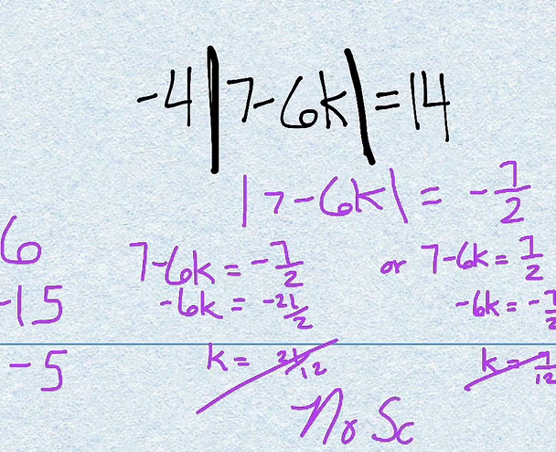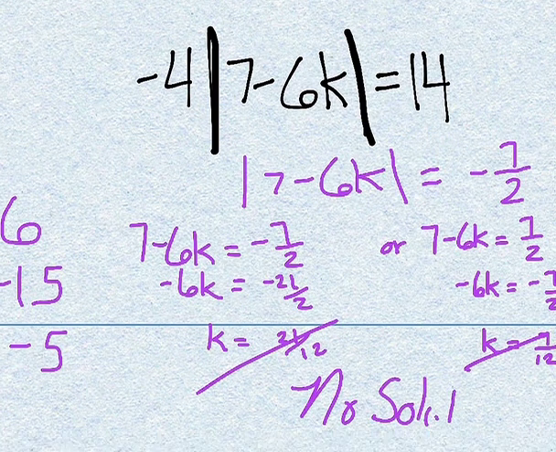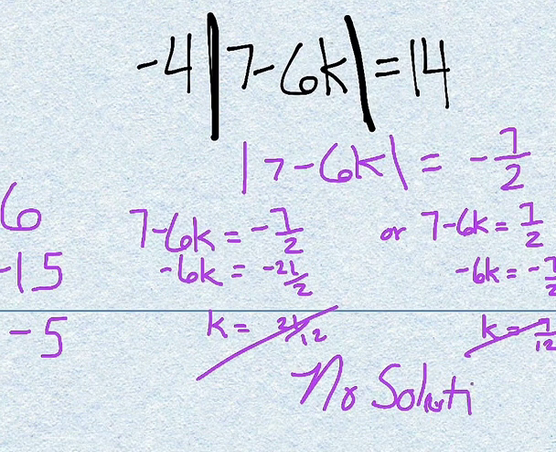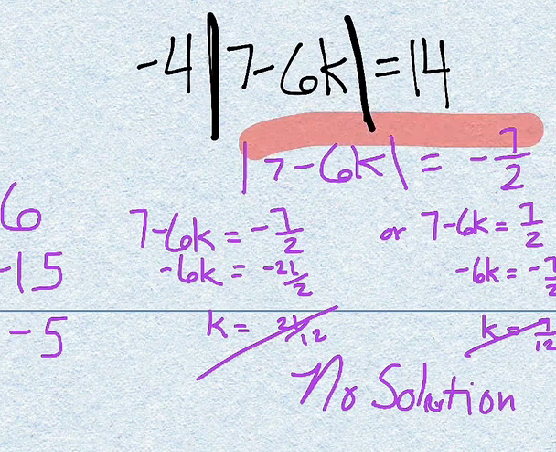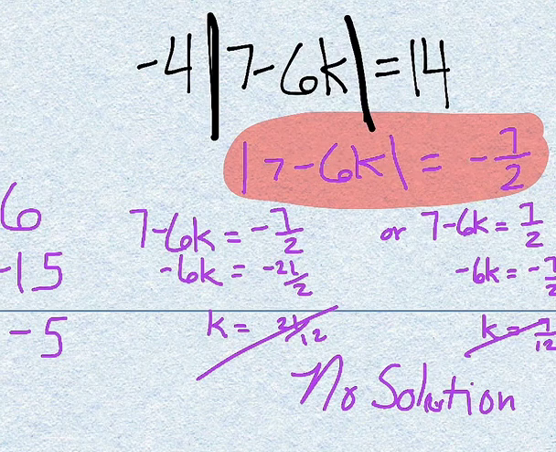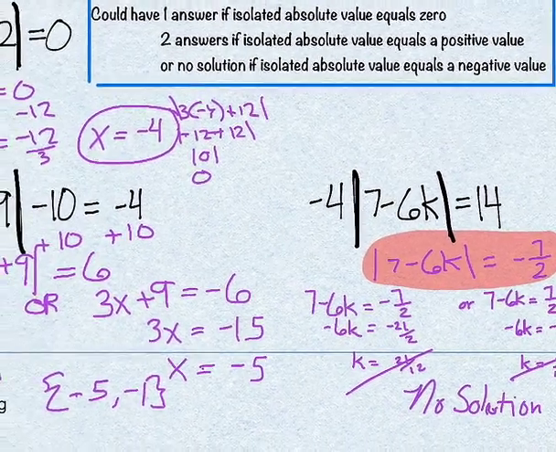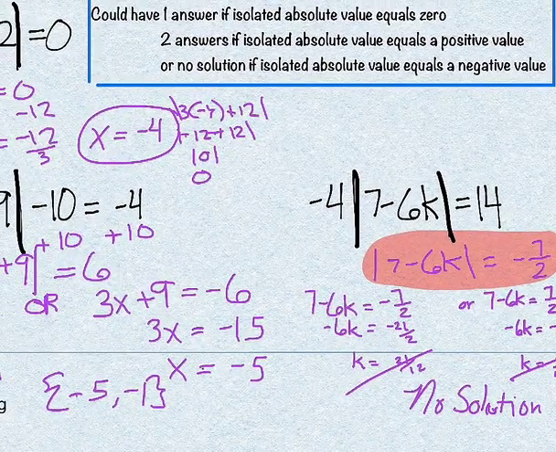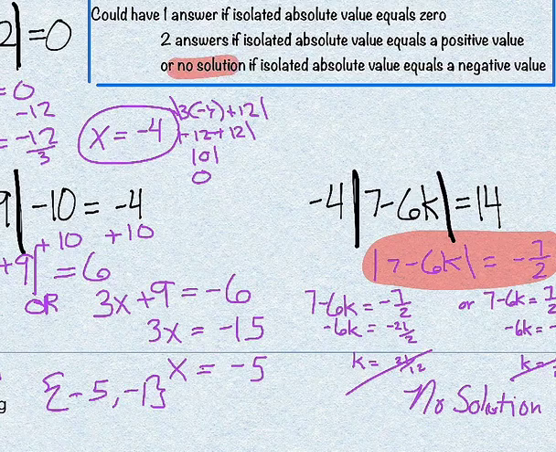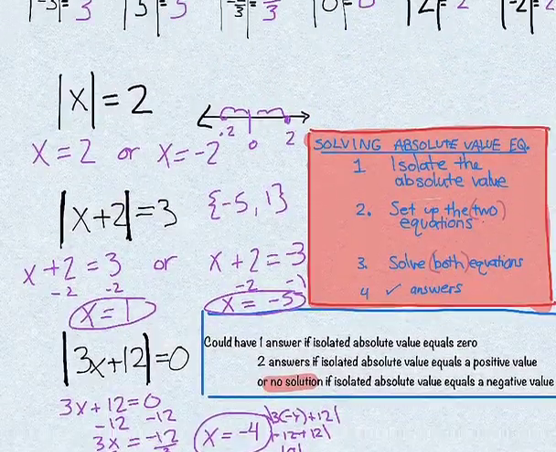So you could work it out and check your answers. Your other option would be to analyze it when you have it isolated. When this was isolated, it was a negative. I cannot travel -3.5 spaces from 0, I can't travel a negative distance, so I would have known right then it was no solution. Thank you for watching.